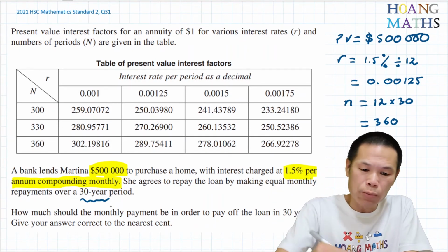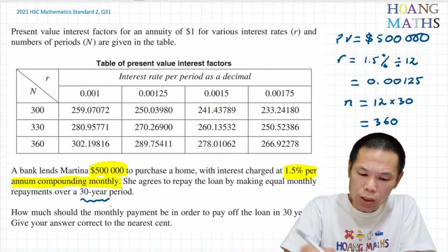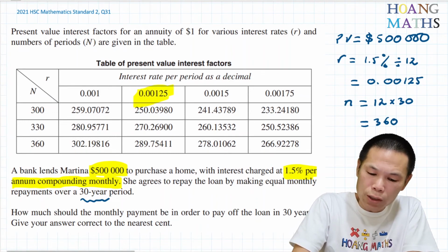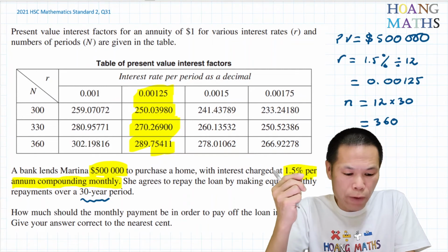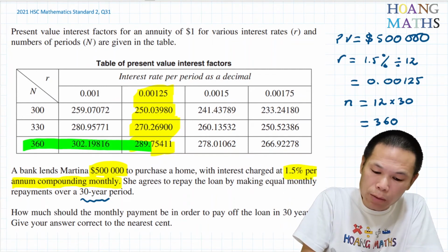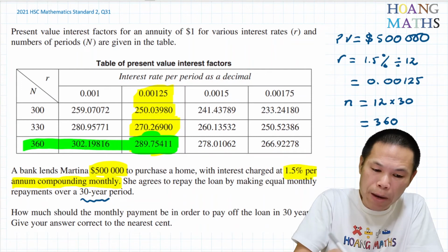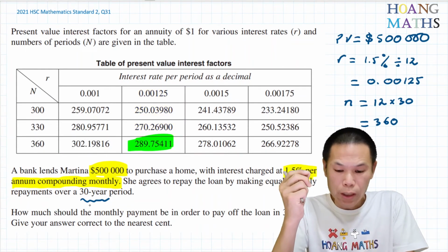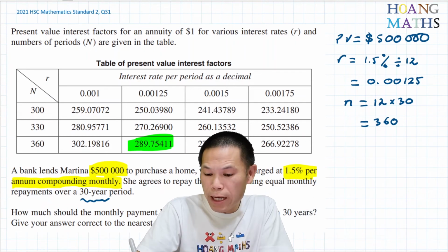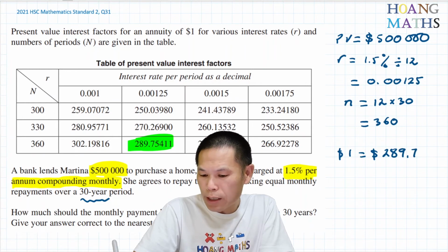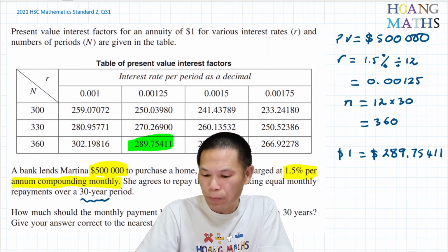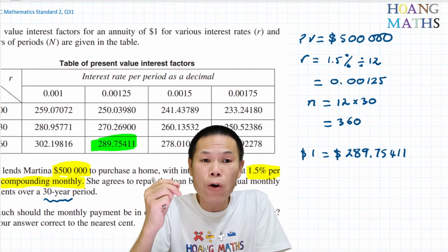Now we can just look up the table. So we know that for the rate 0.00125, that means in this column here. And then we have N is equal to 360. So 360 is this row here. So therefore, this is the amount. So that is the present value. So let me just write this down. If Martina makes a regular payment of $1, this means that the present value will be 289.75411. So that is the present value for $1.